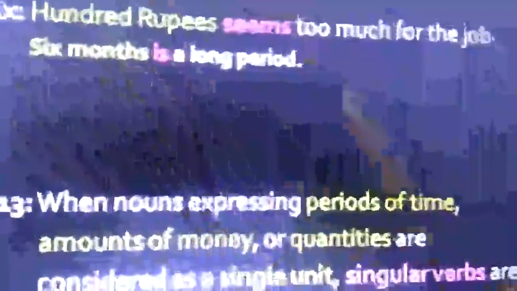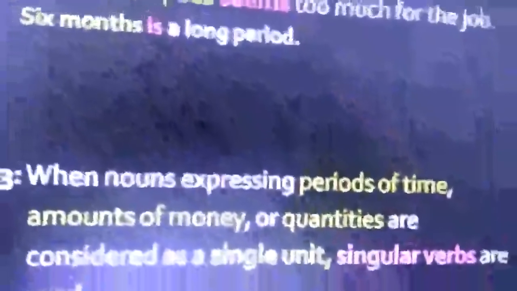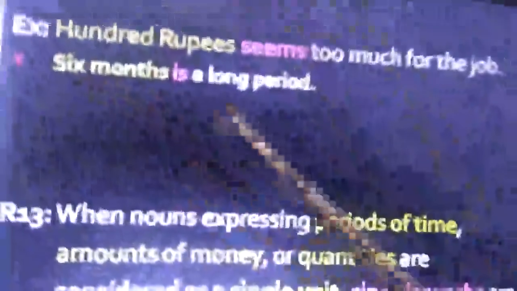Here, 100 rupees, that means it's an amount of money. And here when we are referring to an amount of money, that means we have to treat it as a single unit. And here 6 months is also treated as a singular subject. That means here it is referring to a period of time. 6 months is a period of time.